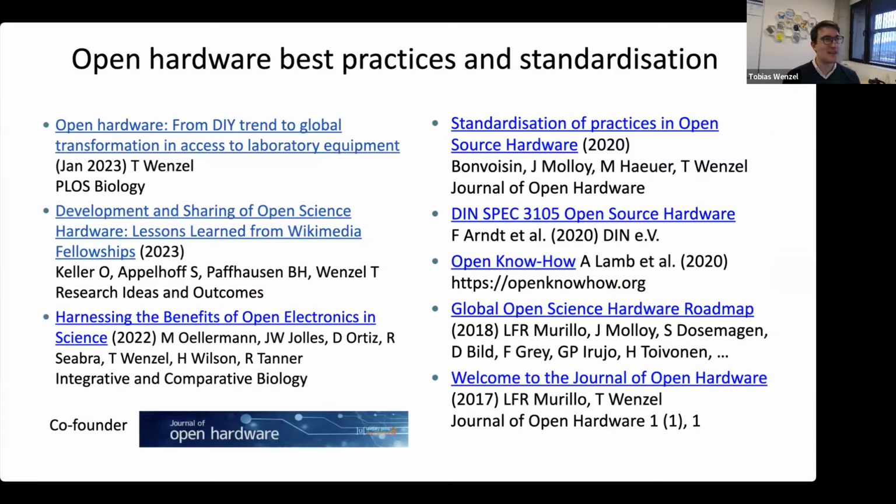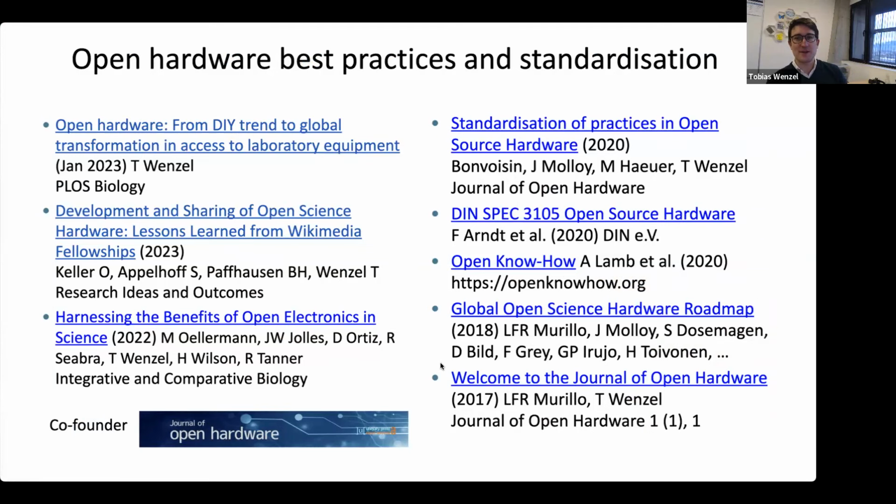And I just wanted to mention that I've been thinking and looking into open hardware for a long time. So here are some of the open source hardware related publications that I've published since 2017, really. So if you're interested to read more, today we're going to talk about this top publication, but there are many other interesting things.